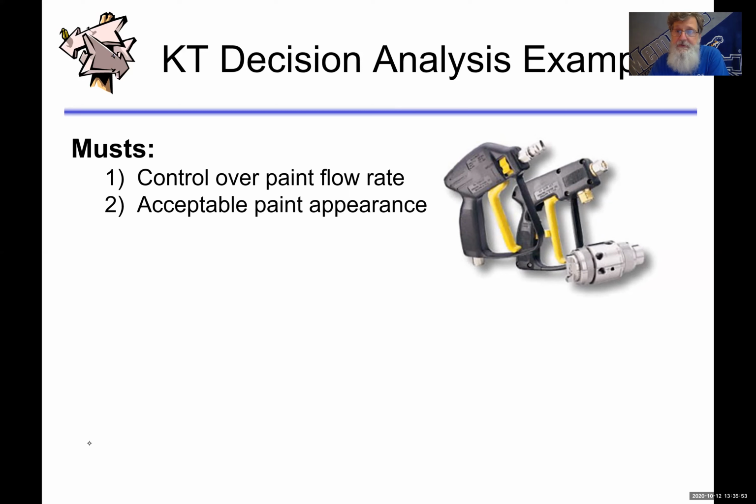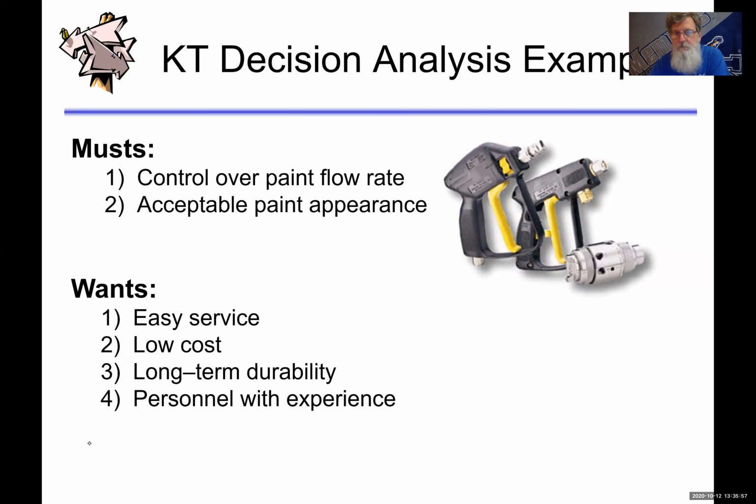Now, some things that I'd like to have, these would be the wants. I'd like my system to be easy to service. Of course, everybody wants low cost and long-term use, that would be durability. And of course, if I've already got people in my factory who know how to use this particular gun, then there's less training time and less startup time. The learning curve is lower. So these are all things that I want to happen.